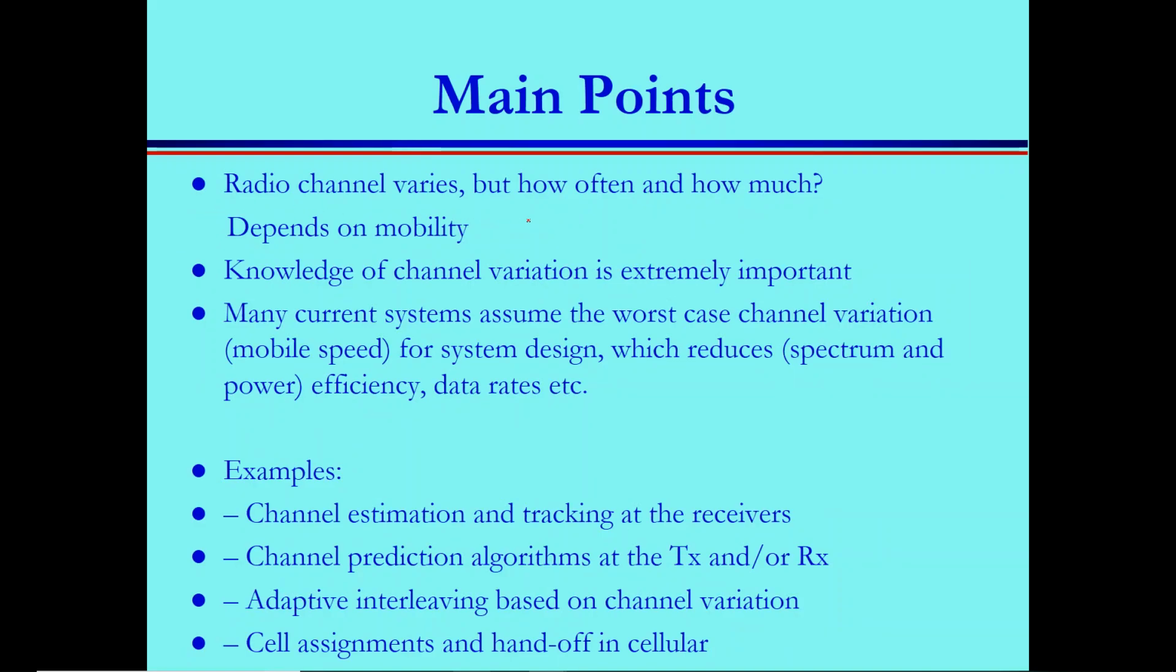Plus, the radio channel varies, but how often and how much depends on the mobility of your environment or your transmitter and receiver. Knowledge of channel variation is extremely important so that you can design your system at the transmitter and receiver in such a way that you mitigate these impairments of your channel. Many current systems assume the worst case channel scenario or variation. For example, they say we don't have special techniques where we can know at any point of time exactly what the delay spread and Doppler spread are.